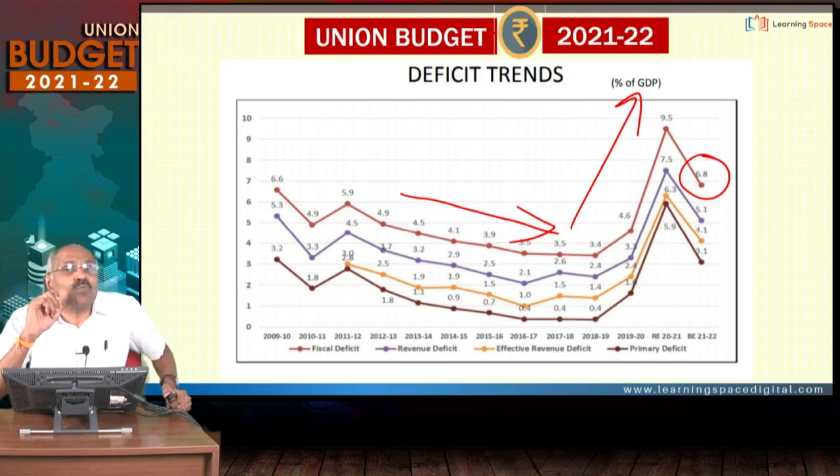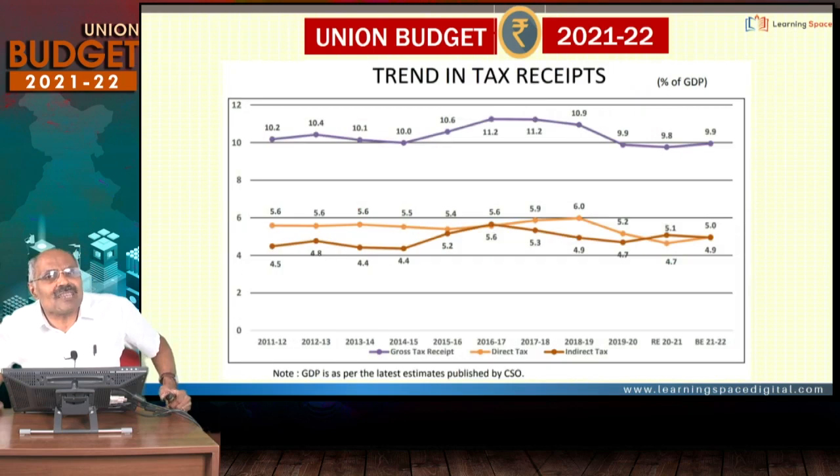In fact, prior to the COVID-19 year, the deficit, that is the fiscal deficit, was 4.6% of GDP. That had already increased prior to the COVID-19 year. And now, in the COVID-19 year, it increased from 4.6% of GDP to 9.5% of GDP, and is expected to be 6.8% of GDP next year.